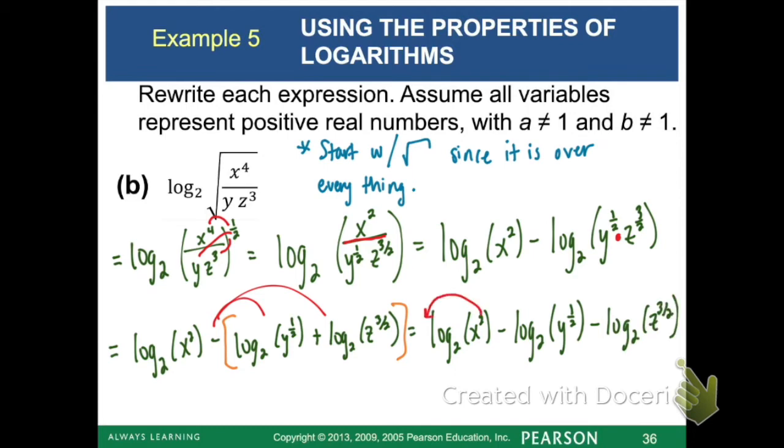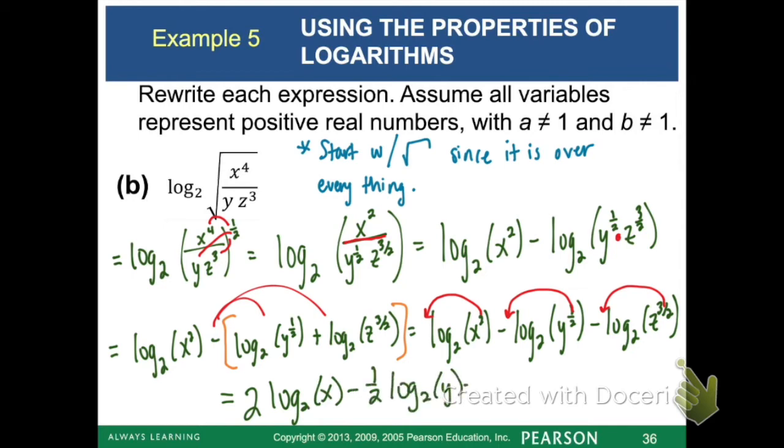And then the last thing I'm going to do is my exponents. They're going to fly out front of each of the logs. So the 2 is going to go out front of the first log, the second log will have a 1/2, and the third log will have the 3/2. Remember, since the problem started with log base 2, every log that we write down needs to have a base 2 on it.